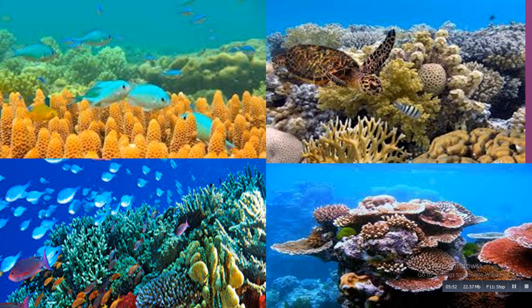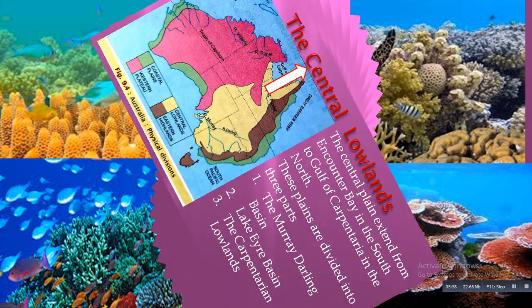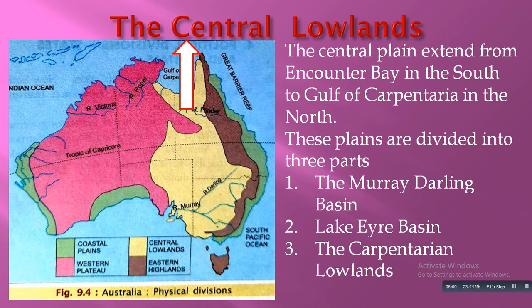So that is the Great Barrier Reef. Second physical feature, the Central Lowlands. The central plains extend from Encounter Bay in the south to the Gulf of Carpentaria in the north. These plains are divided into three parts. They are the Murray-Darling Basin, Lake Eyre Basin, and the Carpentarian lowlands.